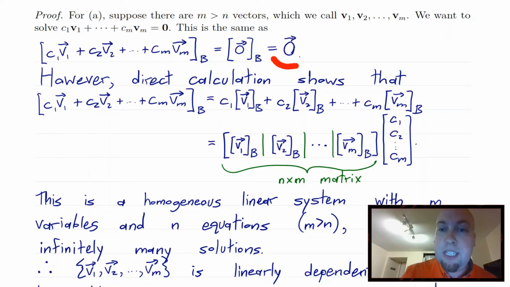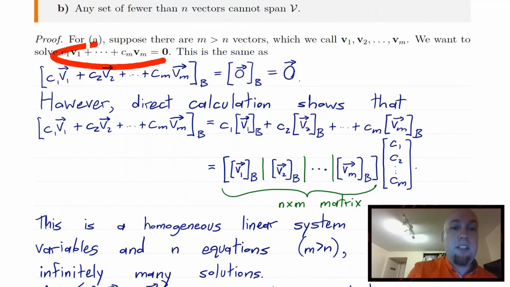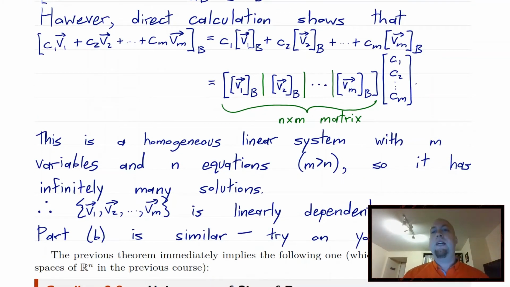Because it's a homogeneous linear system, because it equals the zero vector, we know that there is a solution, the all zero solution. But because there are more variables than there are equations, it can't have a unique solution. So the only possibility left is that there are infinitely many solutions. Not only is there a non-zero choice for C1, C2 up to Cm, but there are infinitely many different choices. That tells us that yes, the set of vectors that we started with is linearly dependent. We can find infinitely many choices to make this linear combination equal to zero, so in particular, we can find at least one non-zero choice. So it's a linearly dependent set.